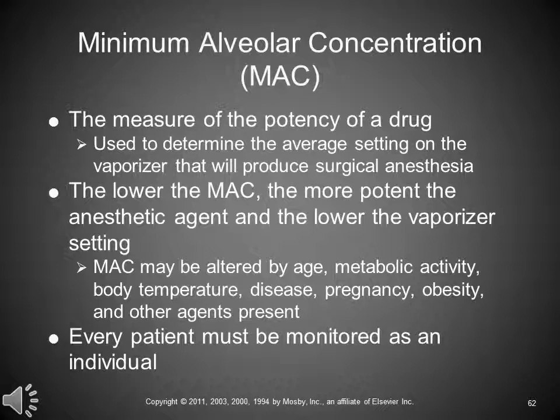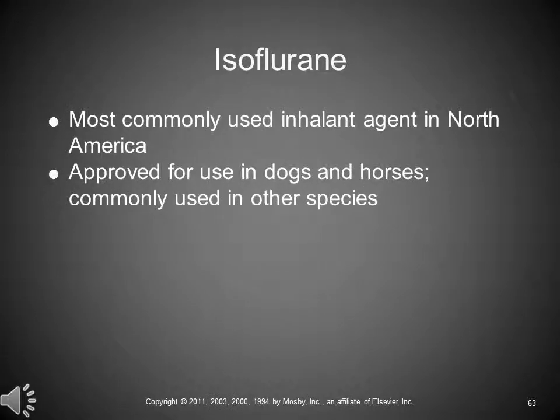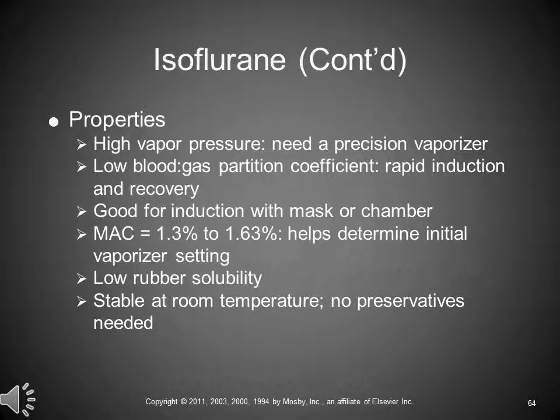There is only individuals. As far as the specific inhalants, isoflurane is the most commonly used inhalant agent in North America. Okay, ISO is still, in many ways, the gold standard. It is approved for use in dogs, horses, commonly used in other species. So we use ISO on cats. We use ISO on everybody. It has a high vapor pressure, therefore we will need a precision vaporizer. ISO does not work well in wick vaporizers.